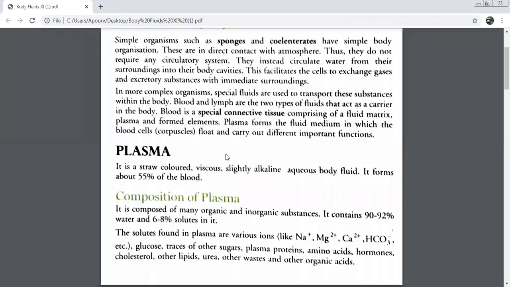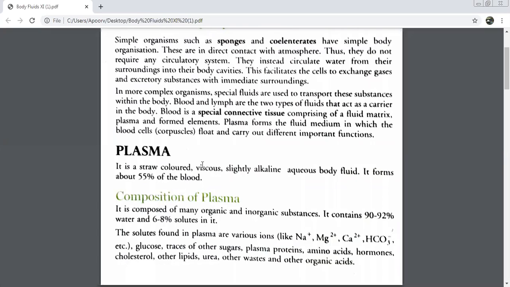What is the color approximately? What is it like? Yellow, green, blue, red, brown? Yes, yellow. It's somewhat yellowish brown. So plasma is straw colored, something yellowish brown. Viscous. What is viscous, children?